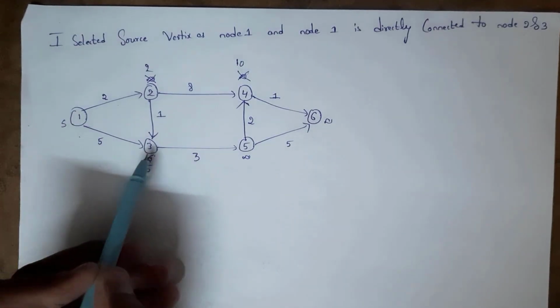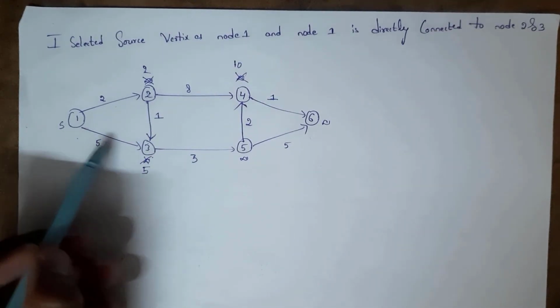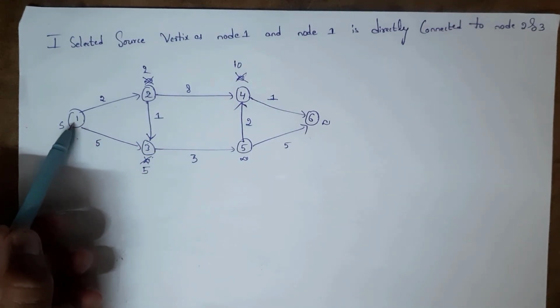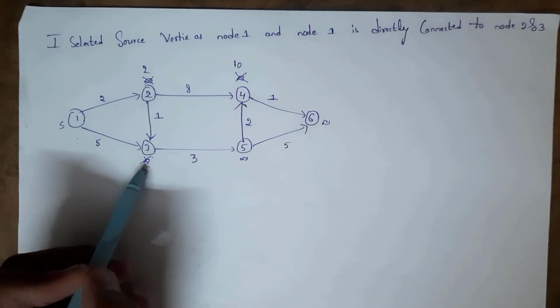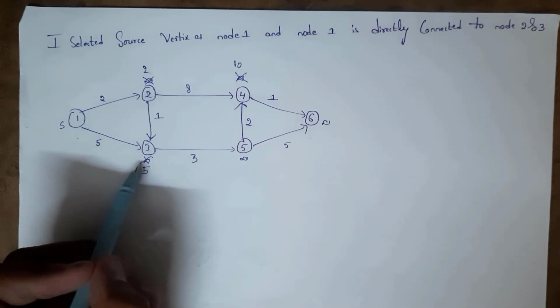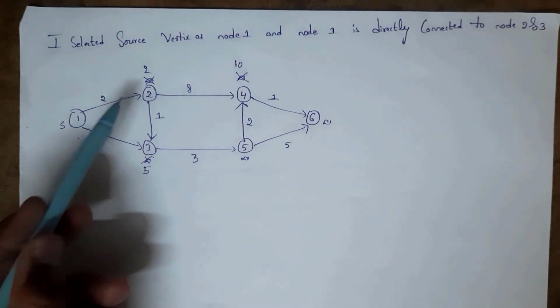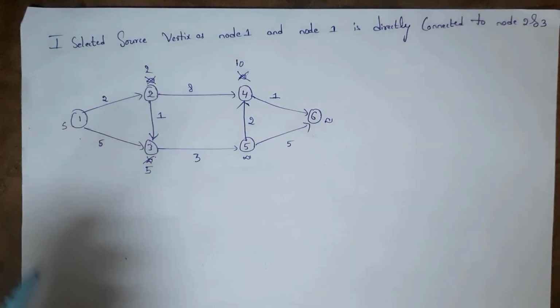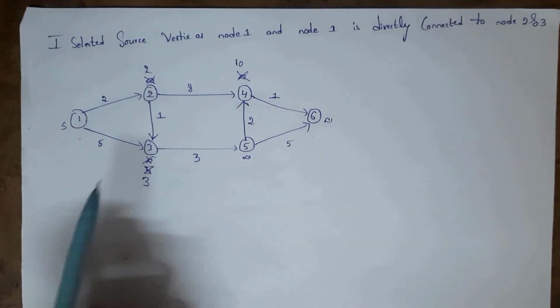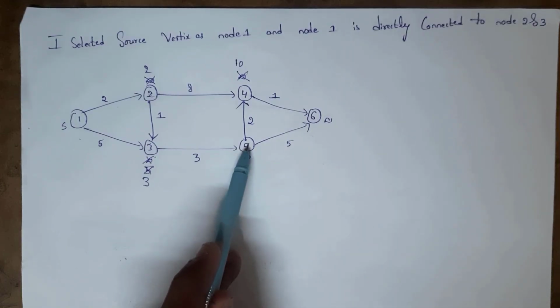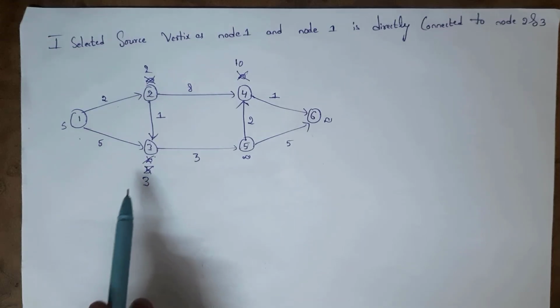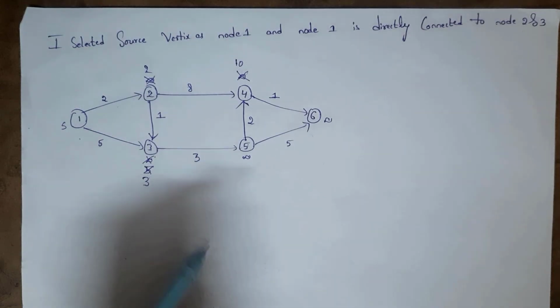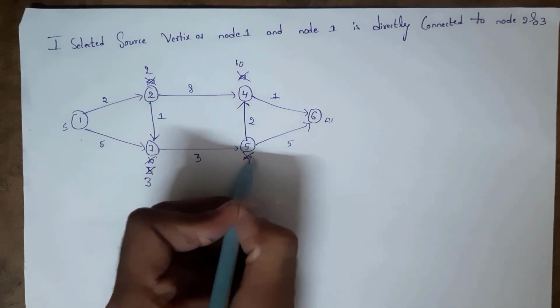I already visited this node 3. Value of this node 3 is 5 because from 1 to 3 distance is 5. So I have given this value of 3 is 5. But distance from node 2 to node 3 is 2 plus 1, that is 3. 3 is smaller than 5. So I am replacing this 5 with 3. Now node 3 is connected to 5. So distance of this 5 is 3 plus 3, that is 6. So I am replacing this infinity with 6.